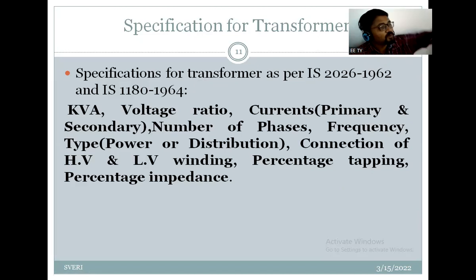In that there are a lot of different standards, but we are interested only in this, that is 2026 and what is that 9060. Got it, everyone?